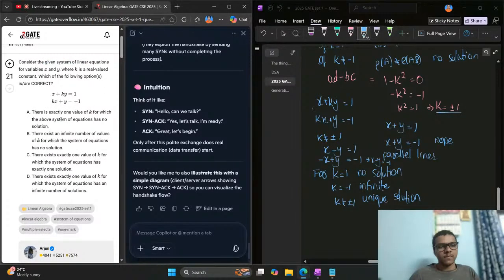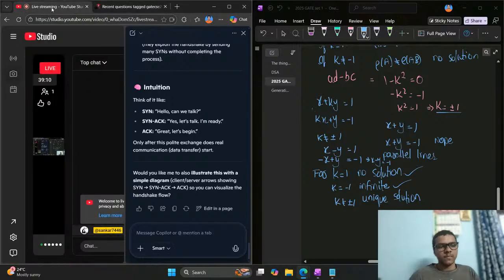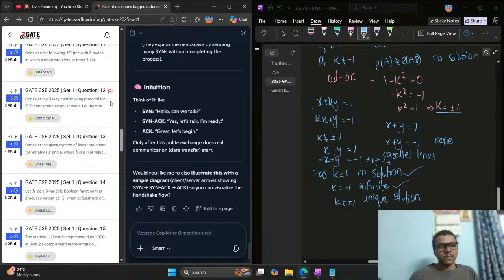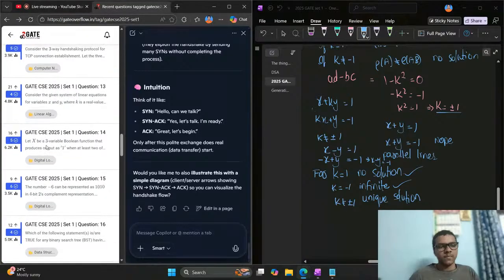Now see, one value of k, no solution. One value of k, infinite number of solutions. No, multiple values of k for exactly one solution. So that is correct. This might be a lot of analysis, but it is needed.